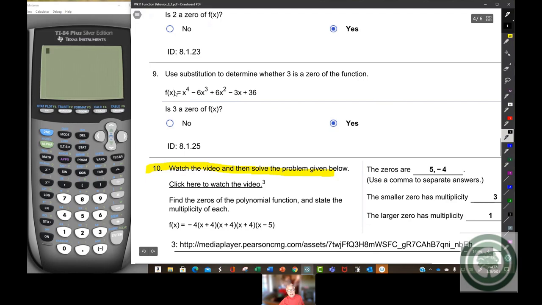It's not what they're asking here, but here we have an even degree and a positive leading coefficient. So we don't know what that looks like. But what we do know is that out on the ends, it's going to go up on the left and up on the right. We know it immediately just by looking at the leading term and the leading coefficient.